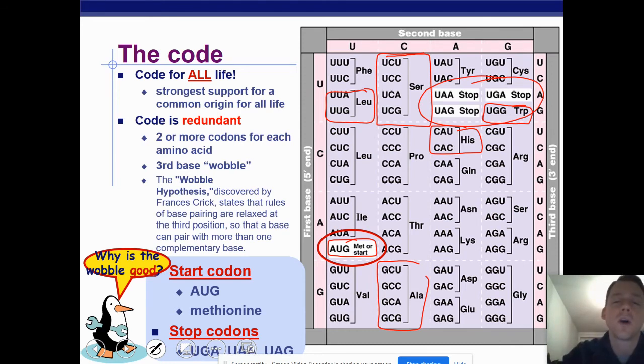The first base is on the left. So let's say we're looking at GCA. We first look on the left. I'll use my laser pointer. On the left is over here, so I want to find G. There's G, so it's somewhere in this row. And then I need to find C. C is up here, in this column. So I must be somewhere in this box. GCA is right here, so I must be referring to alanine.